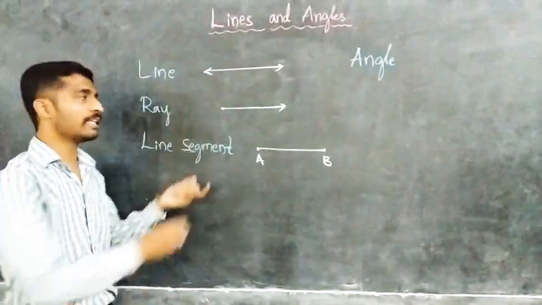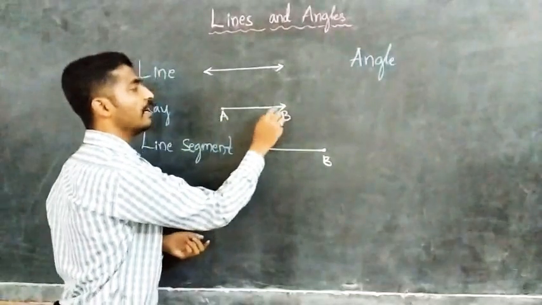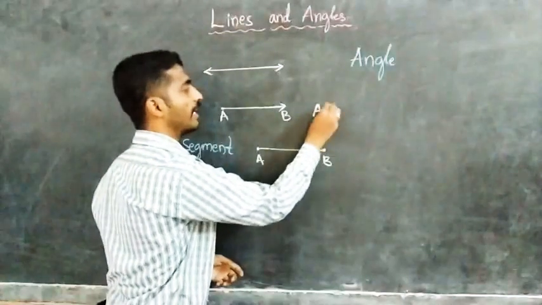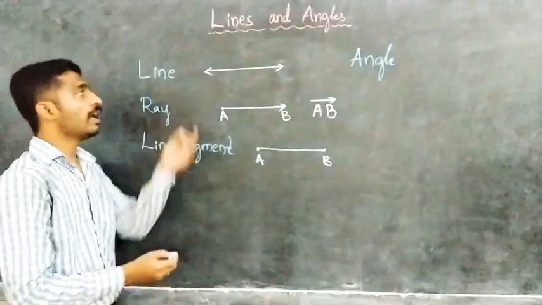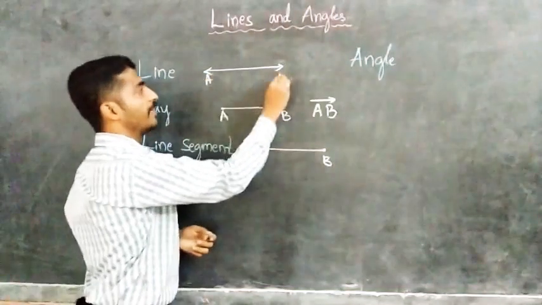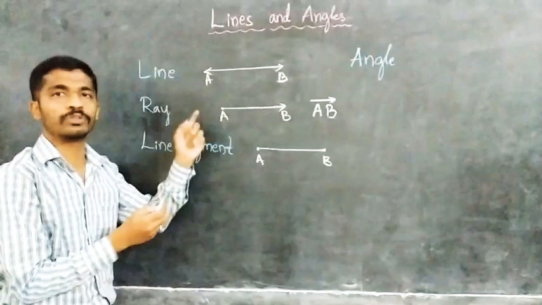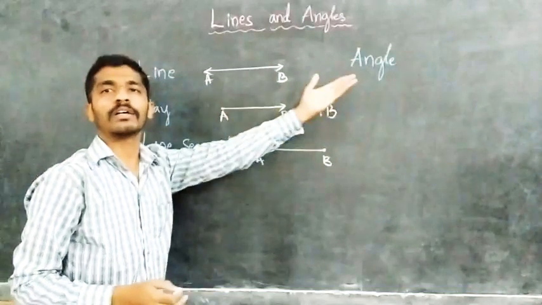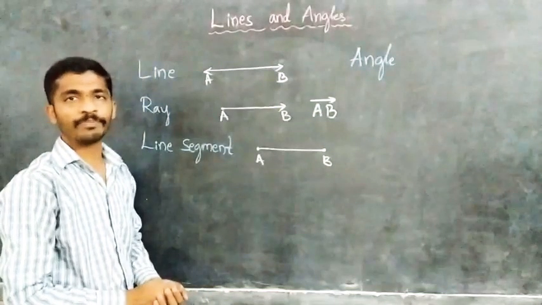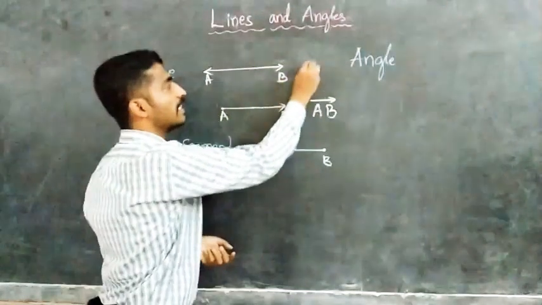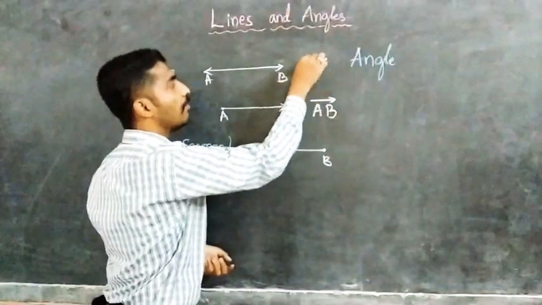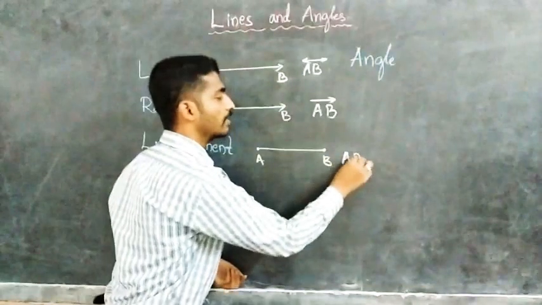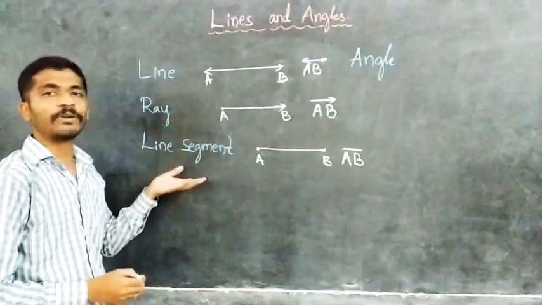And for the ray, how can we say AB? Here B is not an endpoint, only A is the endpoint. So we can denote it by AB with an arrow. And what about a line? If I take A and B, which are not endpoints, you can extend A indefinitely, and B also you can extend infinitely. How do we represent this? It is represented by two arrow marks, and a ray by only one arrow mark.